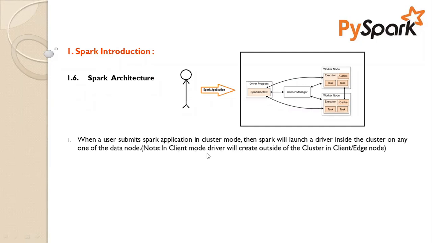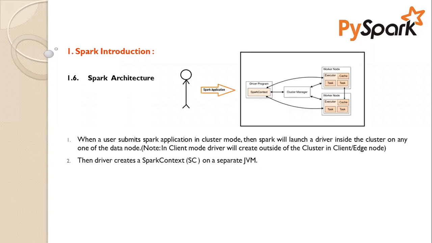In client mode, the driver will be created outside of the cluster, wherever we are submitting the application, which I can call a client node or edge node. You can Google what exactly an edge node is, or go to my previous videos that were uploaded, and you will come to know what an edge node or gateway node is. This is the first step. Simply, when we submit an application in cluster mode, it will create a driver program inside the cluster on any data node.